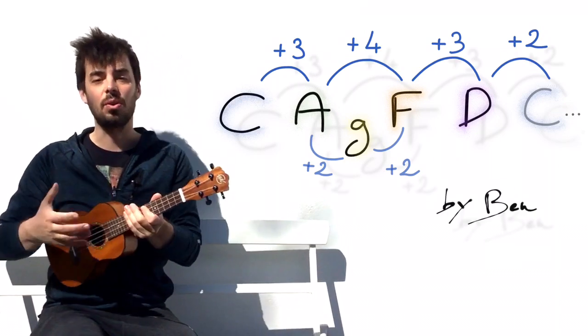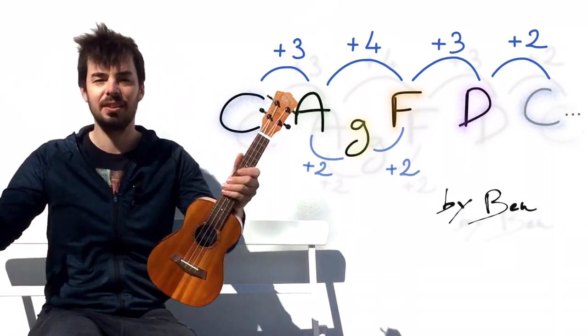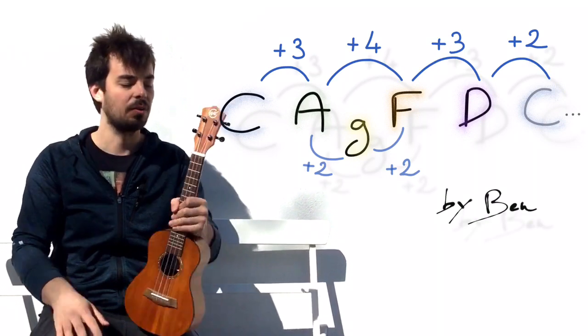So let's give it a roll. Let's give it a try with, for example, a completely different chord. Let's say an F. Right, so we've got an F.